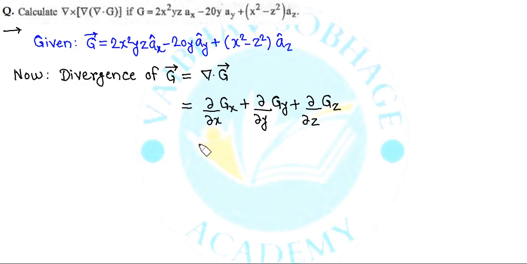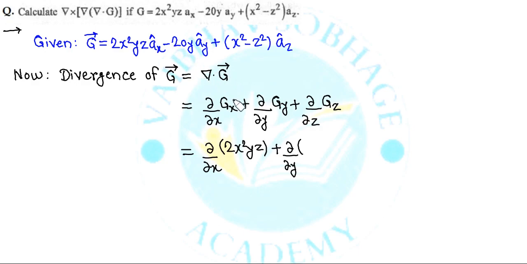Okay, now we are going to put in the values of the respective magnitudes along the x, y and z directions. So dy dx of what is the very first magnitude of that given vector g in the x direction? We have this to be 2x square y z. So put that value over there, 2x square y z, then plus dy dy of the magnitude along the y direction for your given vector g.